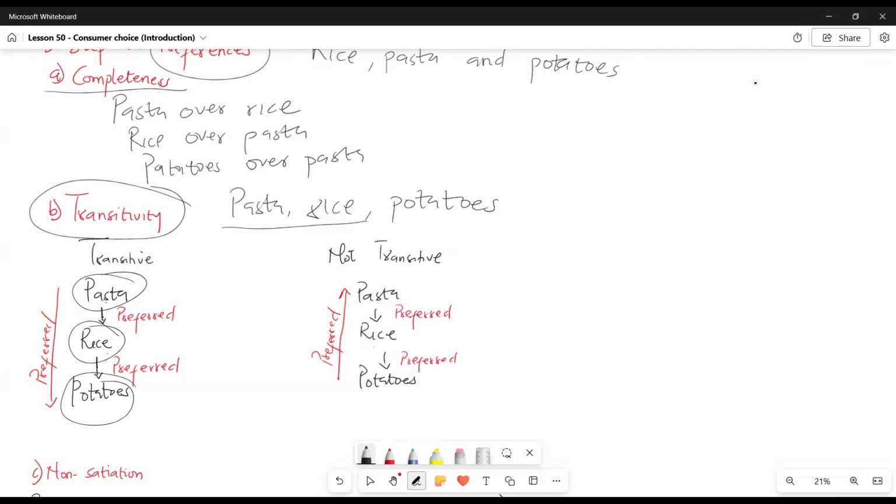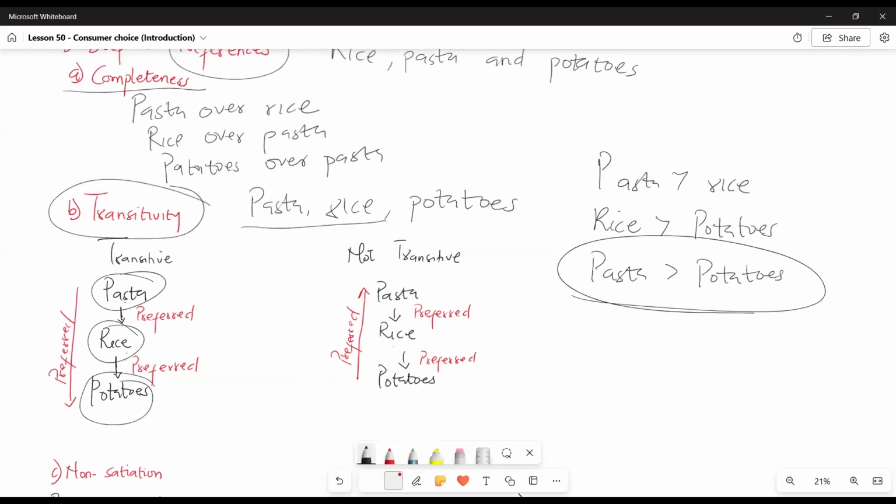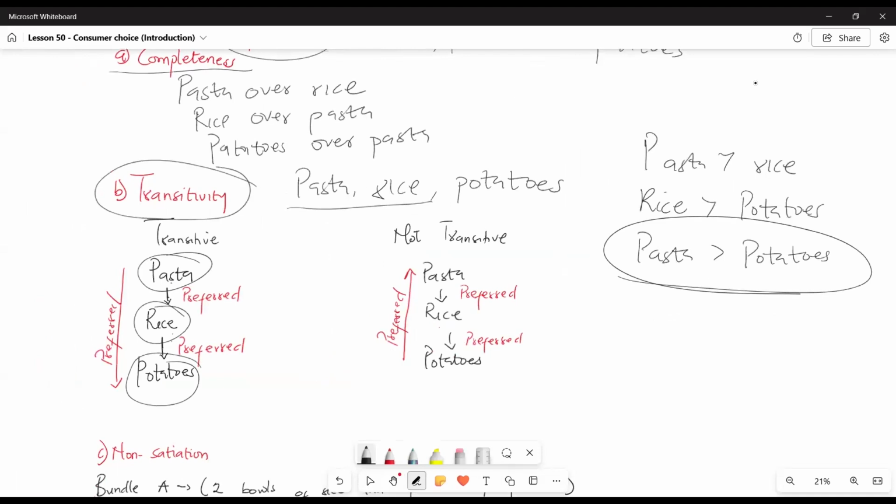So let's look at this critically. If I give Ella pasta and rice, and Ella says that I like pasta more than I like rice. Now imagine if I give Ella 2 other options, rice or potatoes, and Ella says I like rice more than I like potatoes. Then obviously it should be the case that if I give Ella pasta and I give Ella potatoes, Ella should prefer pasta to potatoes. If this happens, then we say that Ella's preferences are transitive.